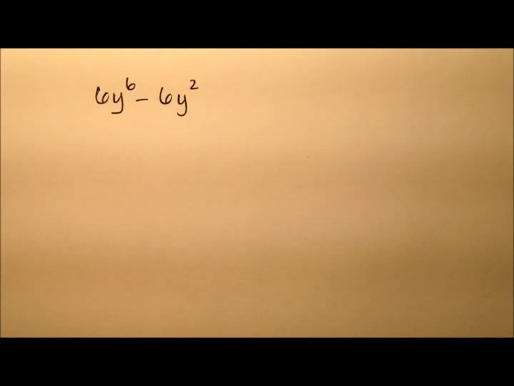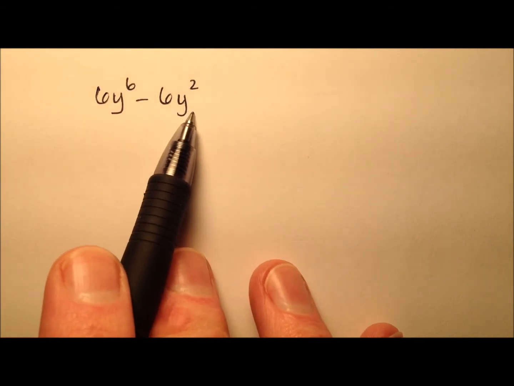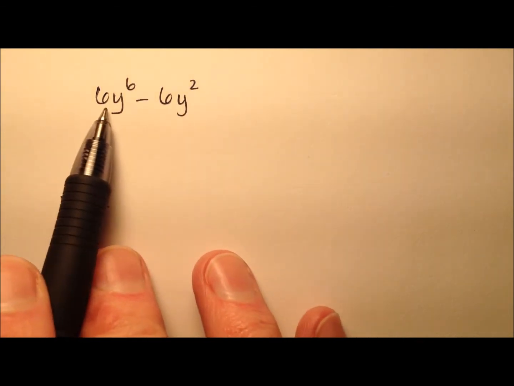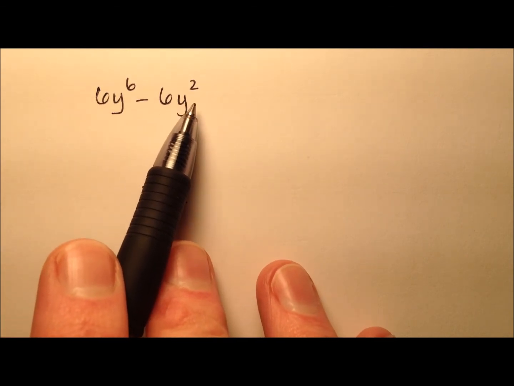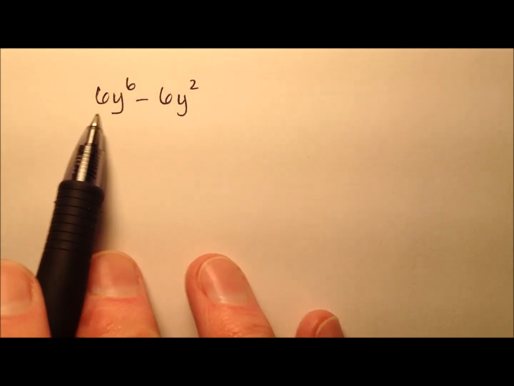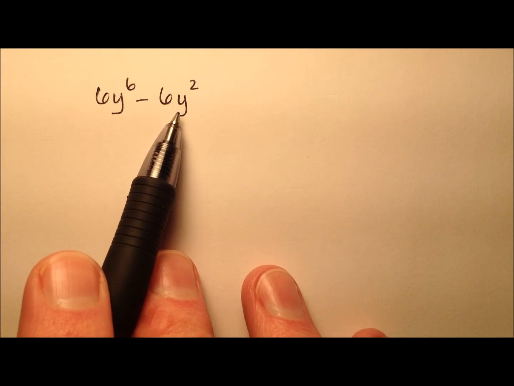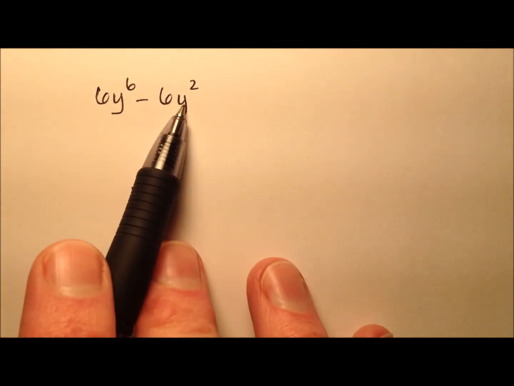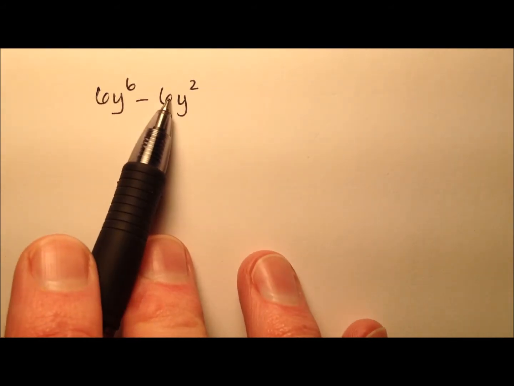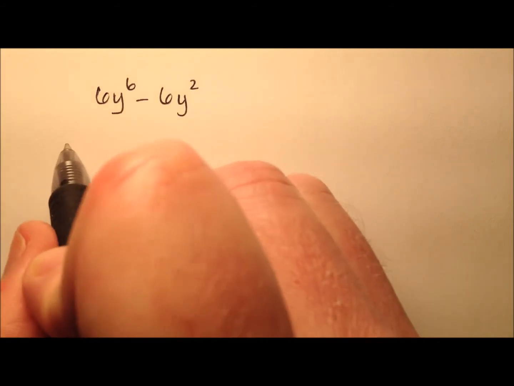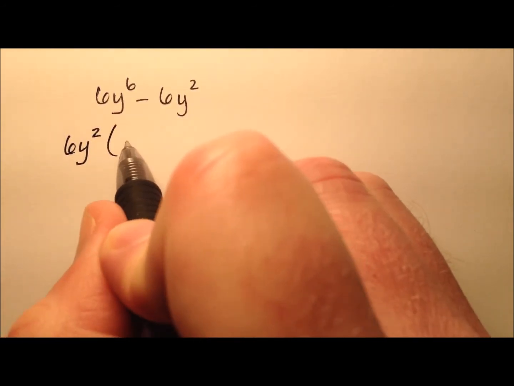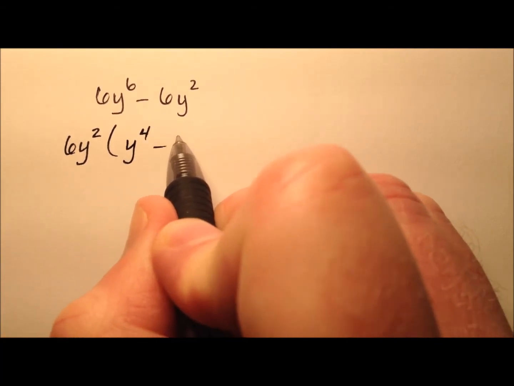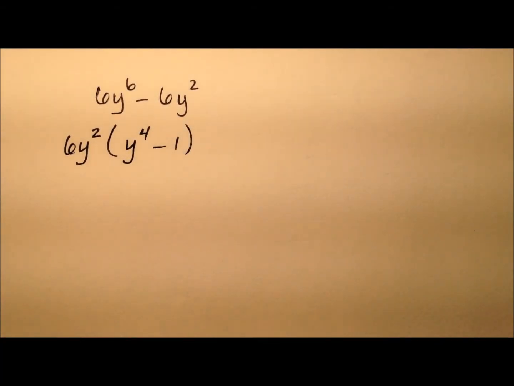In this example, we're going to look to factor this binomial expression as much as possible. So we have 6y to the 6th minus 6y squared. So first of all, I notice they have a greatest common factor that I can factor out of both of these terms. And it looks like 6 and y squared. So when I factor that 6y squared out, I'm left with y to the 4th minus 1.